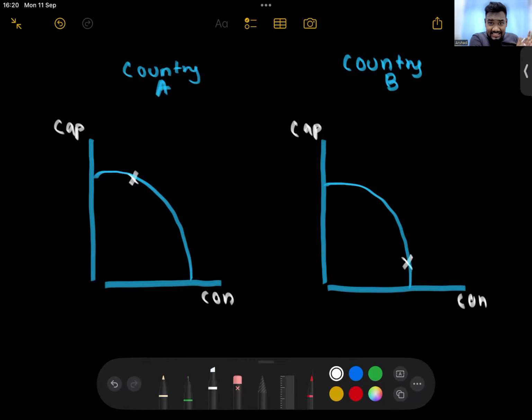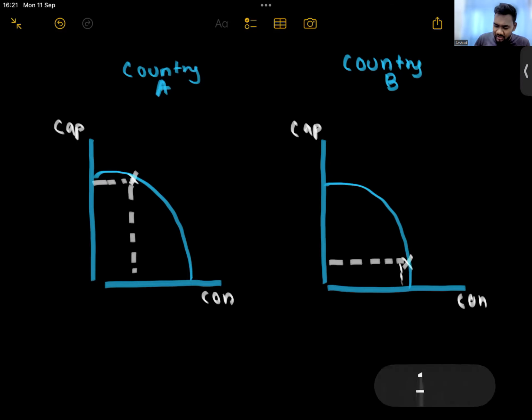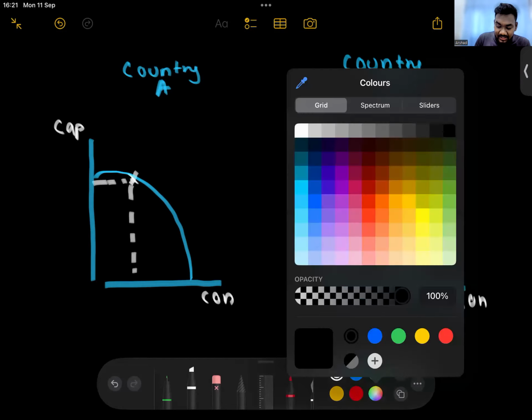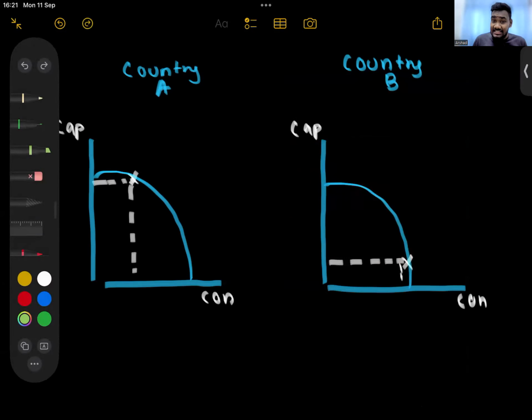Do you think both countries are kind of similar? What can you say about these countries, guys? Country A, let's say, is producing more capital goods, very little consumer goods. On the other hand, country B is producing a lot of consumer goods, but very little capital goods. So what can we tell about these two countries now? Firstly, what can you tell about the current living standard? Which country do you think has the better living standard, country A or country B?